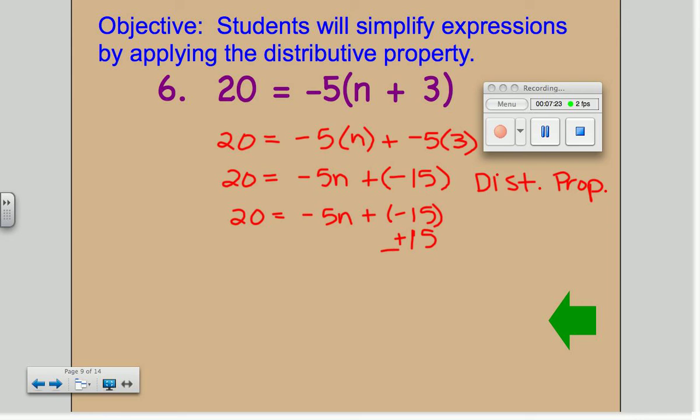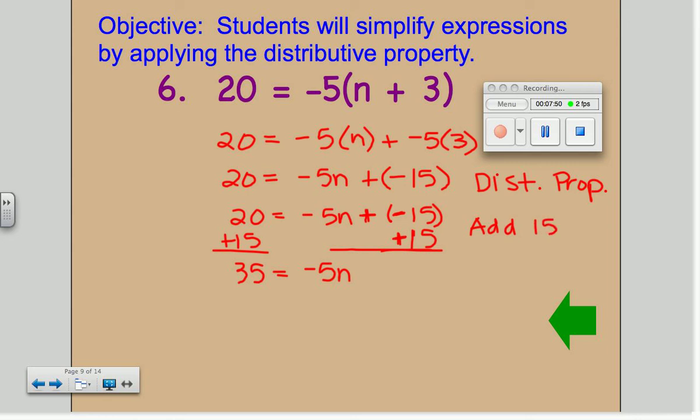The reason we're adding, this is addition, but this is negative. To get rid of a negative, we have to add the positive, the opposite of it. So that's why we're adding 15. Then we have to do the same thing on this side, add 15. So 20 plus 15 is 35. And here, negative 5n plus negative 15 plus 15 is just negative 5n. So add 15 to both sides.